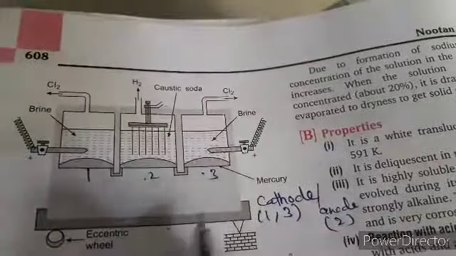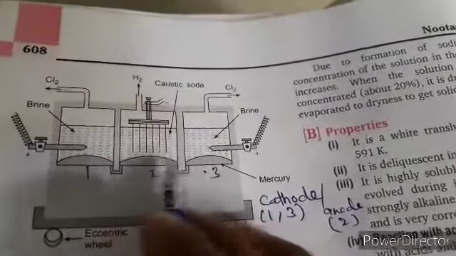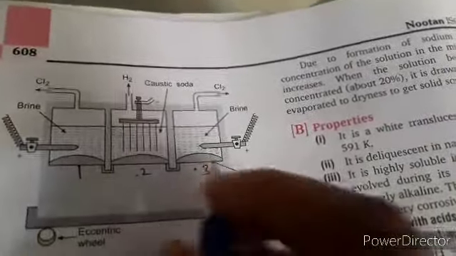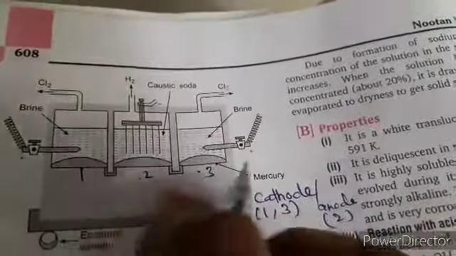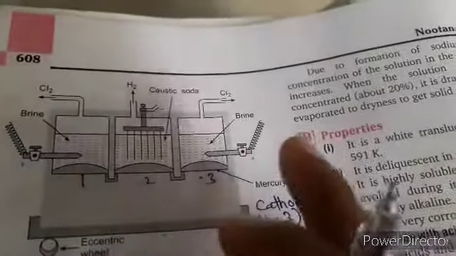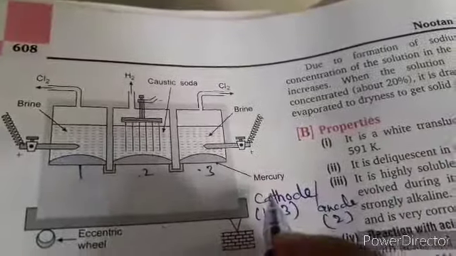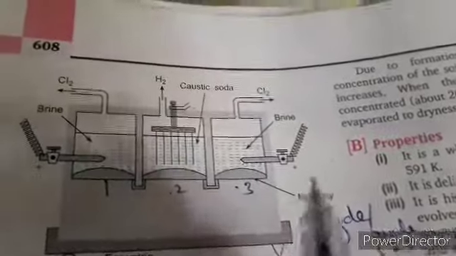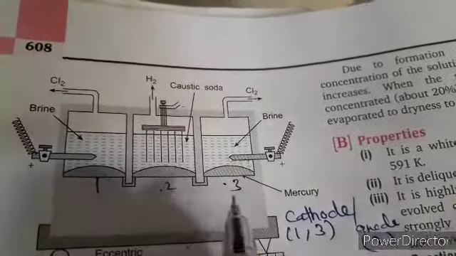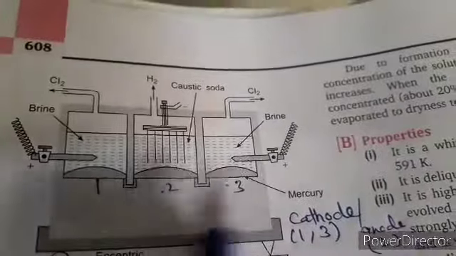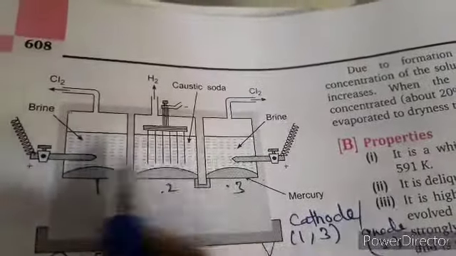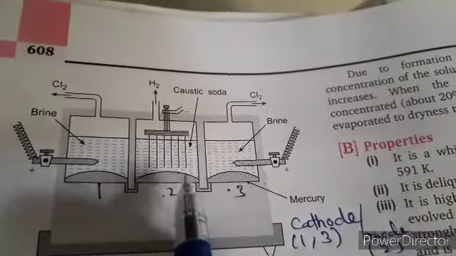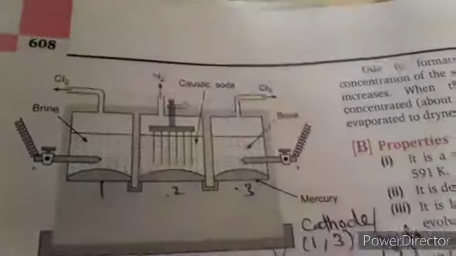Now you can see that these compartments should not be dipped to the bottom of the tank, but should be on the top, because the tank is filled with mercury, and this mercury has a dual nature. It acts as an intermediate electrode, which works as a cathode as well as an anode. For which compartment will it act as a cathode? For the first and the third compartments, where you have placed the saturated solution of NaCl, it will act as a cathode, and for the second compartment it will work as an anode.